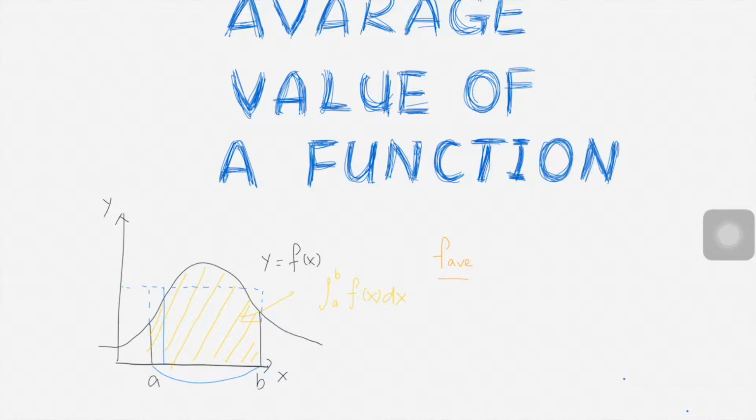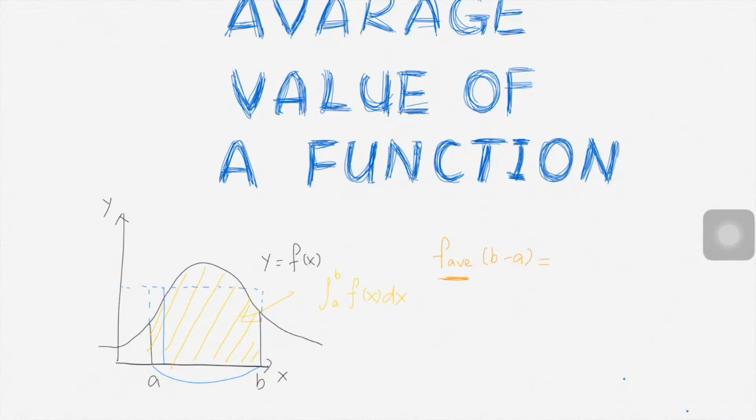This is the height. And if I multiply it times the width of this interval, the interval would be the larger value minus the smaller value. So it's going to be b minus a. So the average value of the function times the width of the interval should give us an area that is equivalent to the area under the curve.